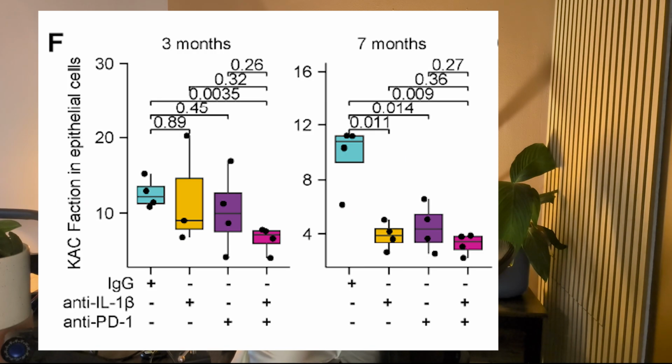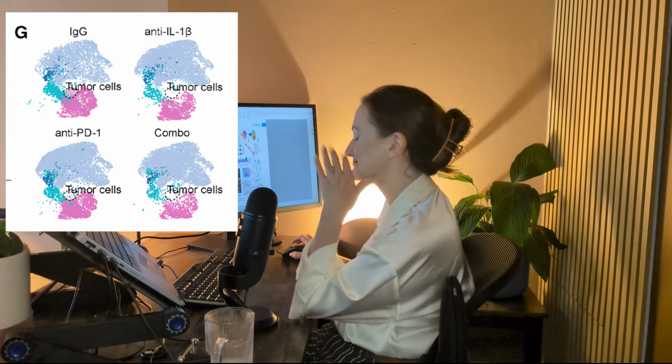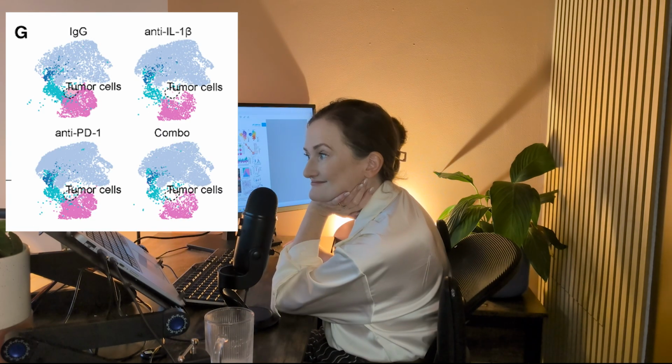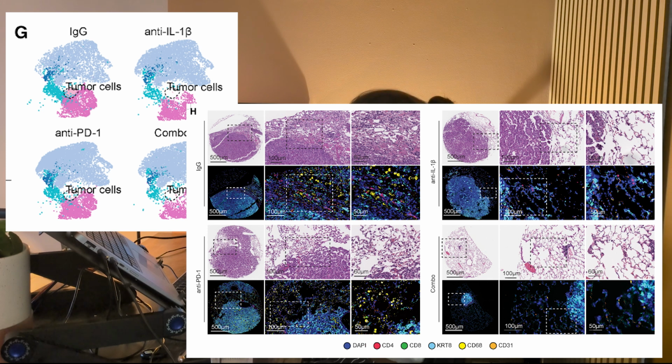Panel 7F illustrates the importance of timing. IL-1 beta blockade during the precancerous window reduces tumour burden, but starting the therapy later, once the lesions have progressed, has little effect. Panel 7G and 7H show that combining IL-1 beta inhibition with anti-PD-1 therapy produces an even stronger reduction in tumour development. The combination lowers both epithelial transitions and pro-tumour immune activation.